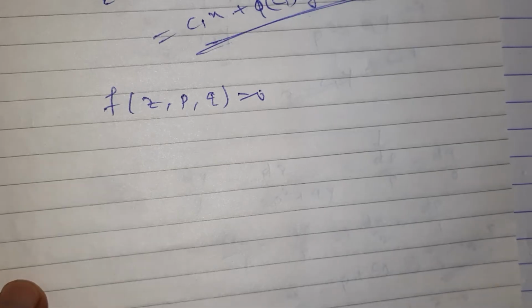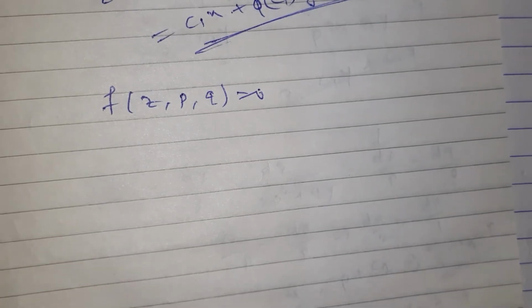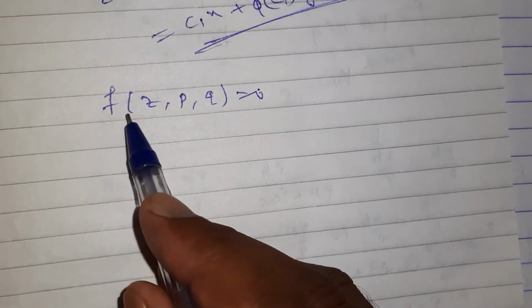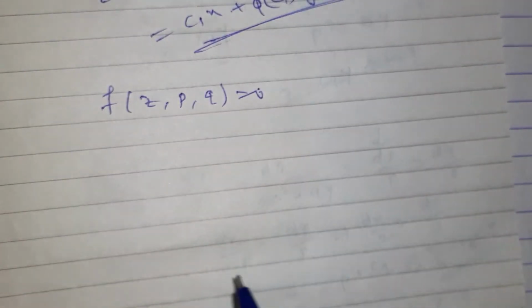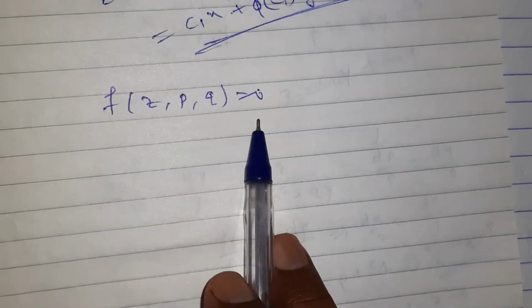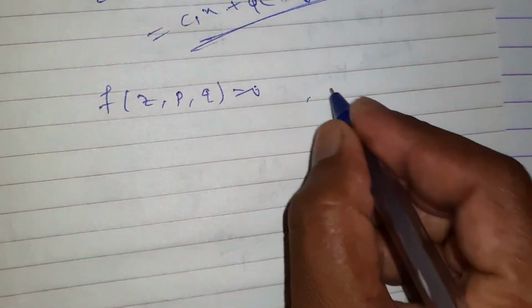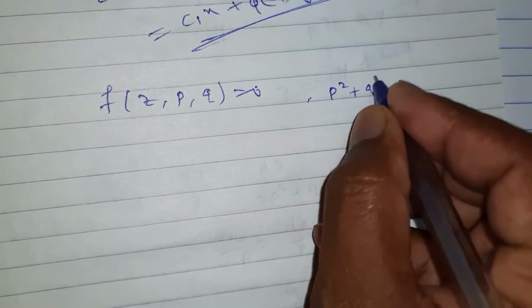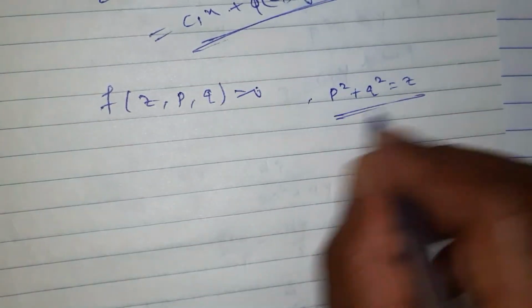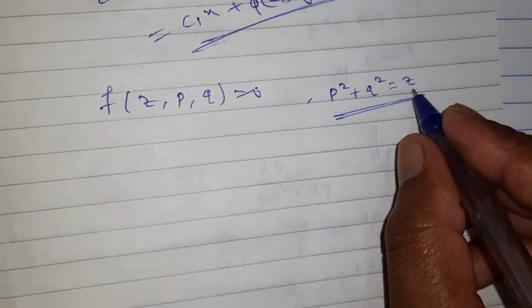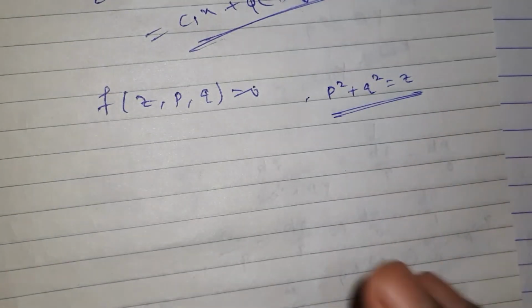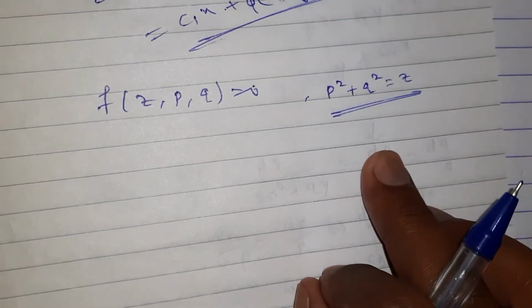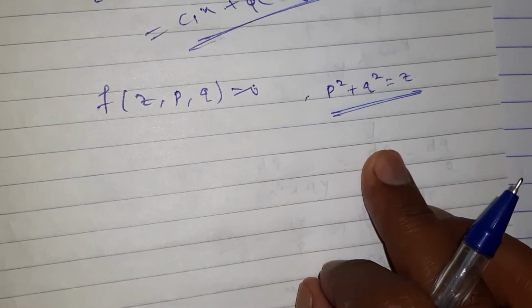In the second case, we take equations of this type. Suppose the equations are f of z, p, q equal to 0. What does that mean? Here the equation is p square plus q square is equal to z, or you may take p plus q is equal to qz, like that. In such an equation, there is no x and no y.